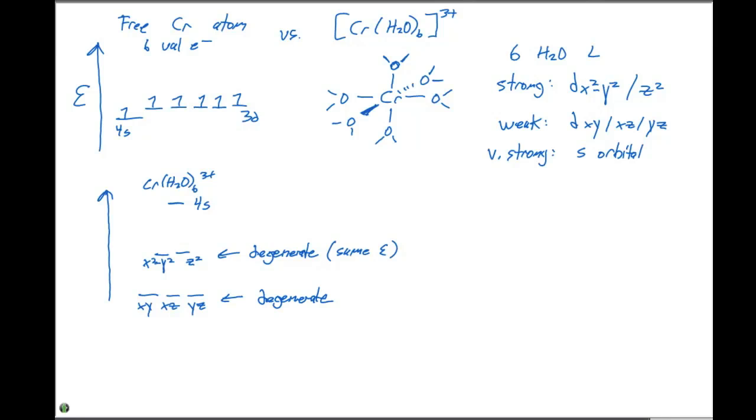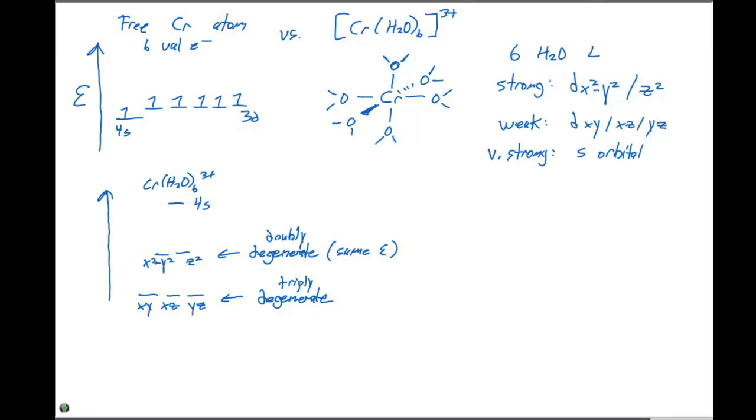And when we characterize these, we can say that the x squared minus y squared and the z squared are doubly degenerate, and the xy, xz, and yz are triply degenerate. Simply meaning that a doubly degenerate case has 2 orbitals with the same energy. A triply degenerate case means we have 3 orbitals with the same energy.